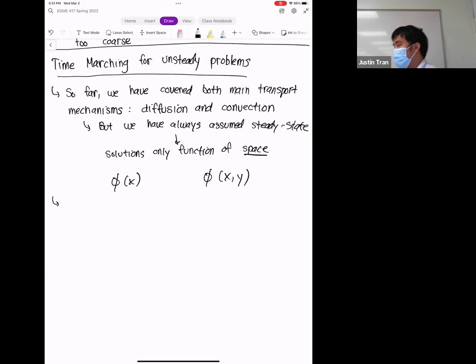But real life isn't a steady state situation, right? And so the world is changing every day, in more ways than one. But also, heat transfer and transport phenomena also change with time, and so we need to be able to solve for such cases. Okay.